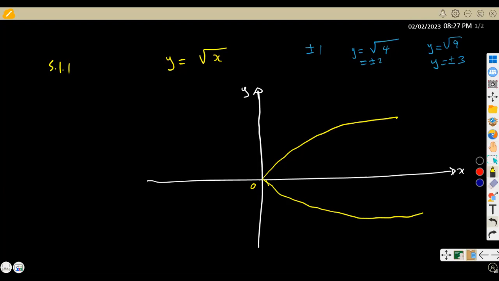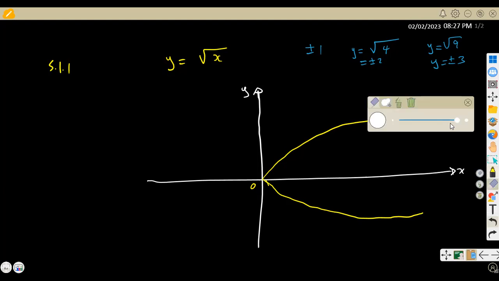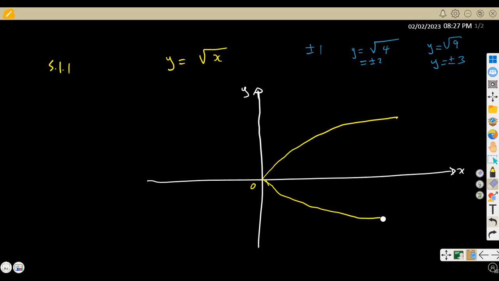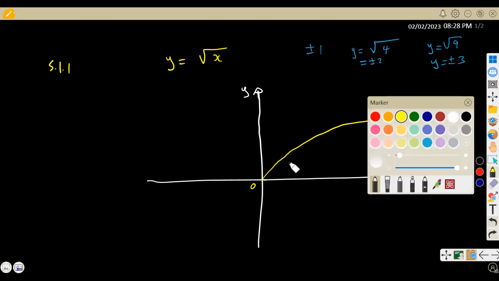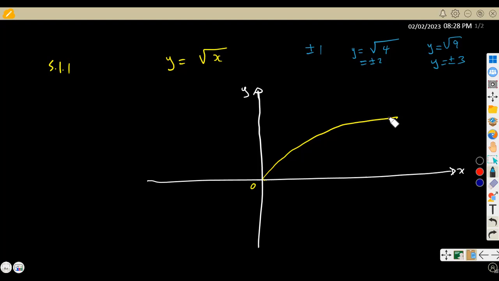But now take into consideration that we are told this must be in the first quadrant. If it is supposed to be in the first quadrant, that means this part is not going to be there. We are just going to work with the part of the first quadrant alone, which is this part that we have here. That is what you're going to have at the end, and we're given between this graph and the line of x is equal to 3.